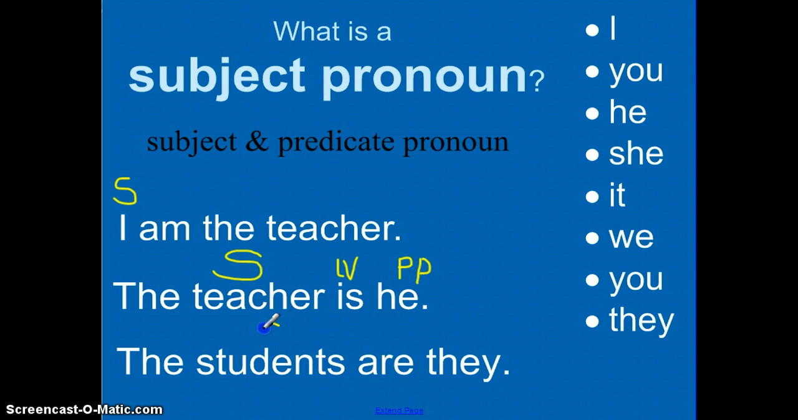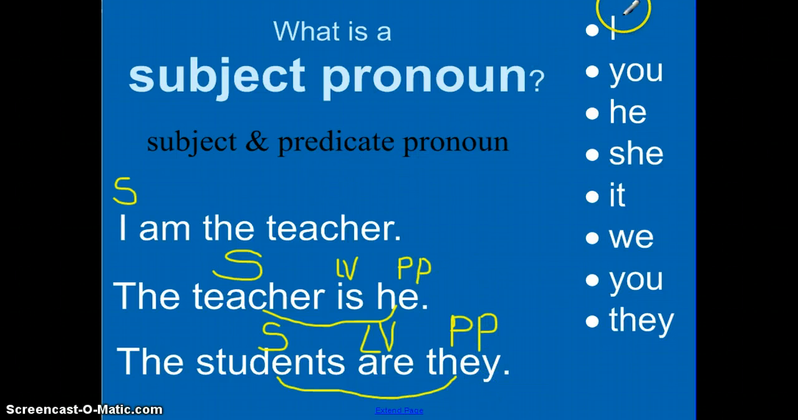Another example, the students is the subject. Are is a linking verb. Since it's a linking verb, I have to use one of these pronouns to follow it. I can't say the students are them. I have to use the pronoun they. And if my subject is plural, then the pronoun that I refer to it with has to be plural. Teacher was singular, so I used a singular pronoun to refer to it.